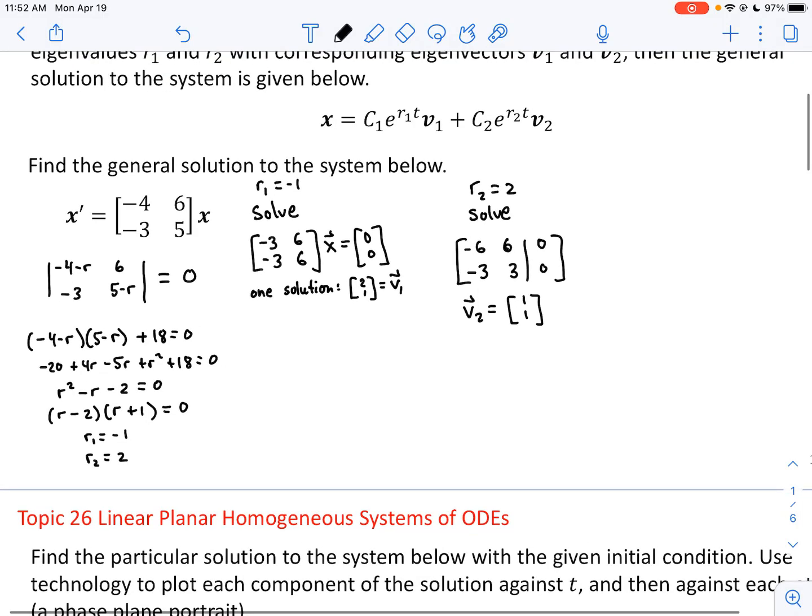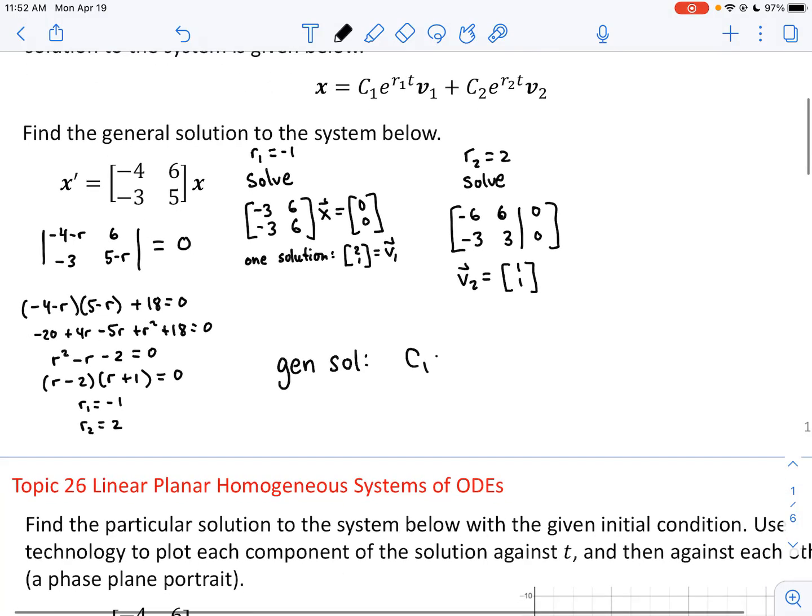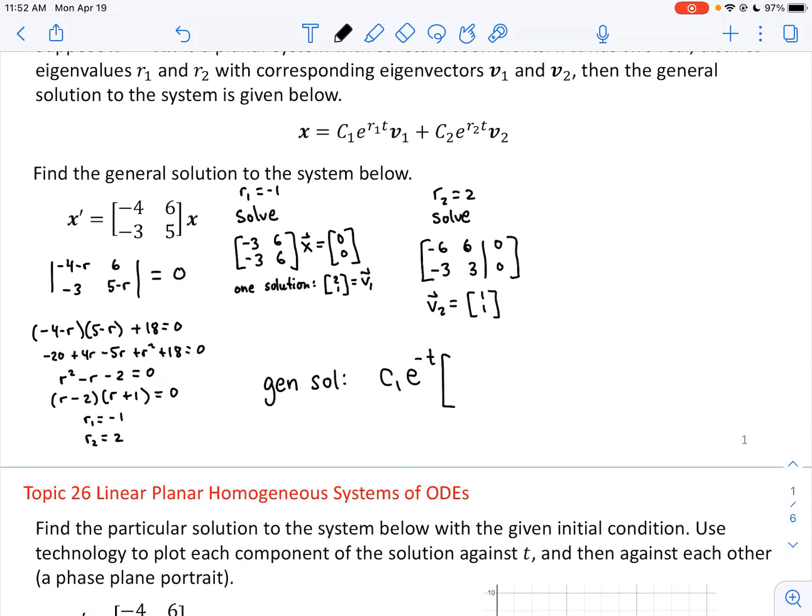Now all we have to do is construct the general solution. So our general solution will be any constant, C1, times e to the first eigenvalue times t, so e to the negative t, because we're going with r1 equals -1, and then times its eigenvector. So 2, 1 was the eigenvector associated with that eigenvalue. And then plus another constant times e to the second eigenvalue 2t, and then times any of its eigenvectors, so 1, 1. And this forms our general solution.